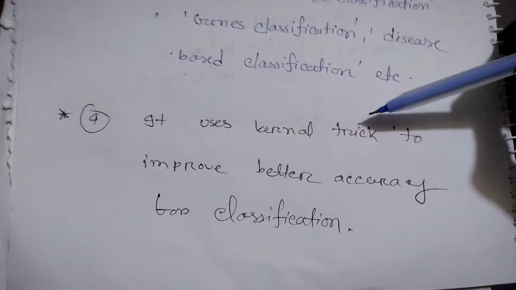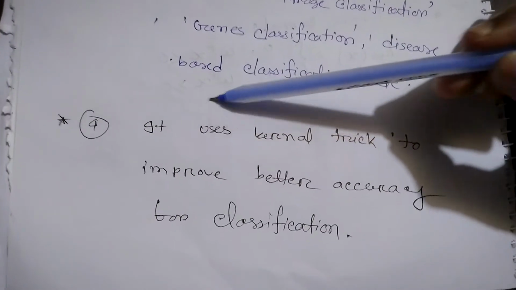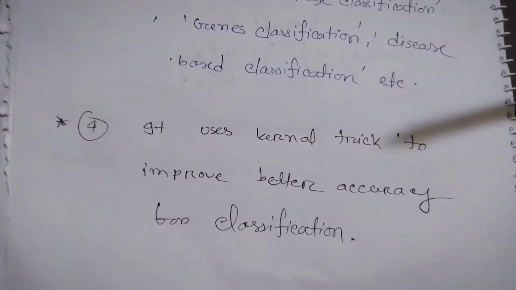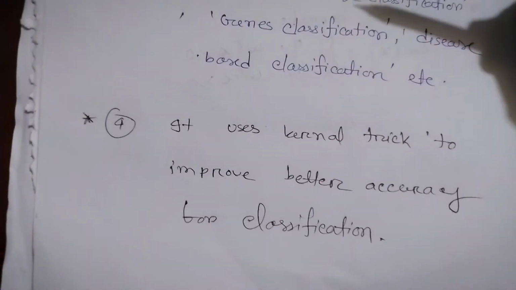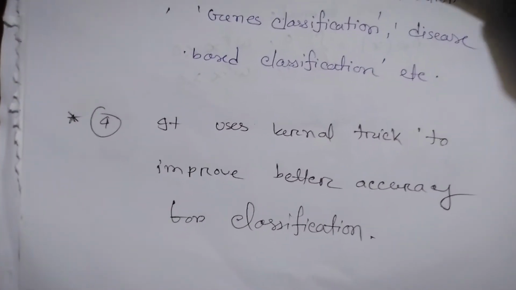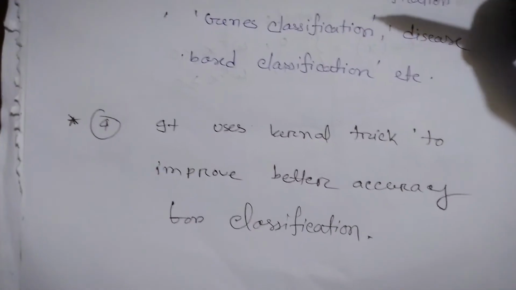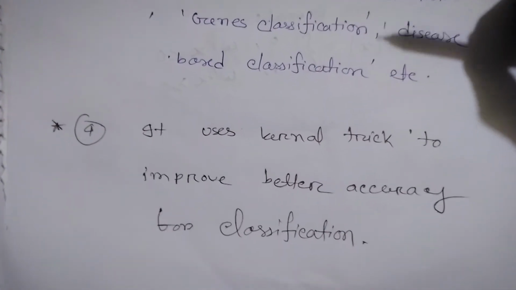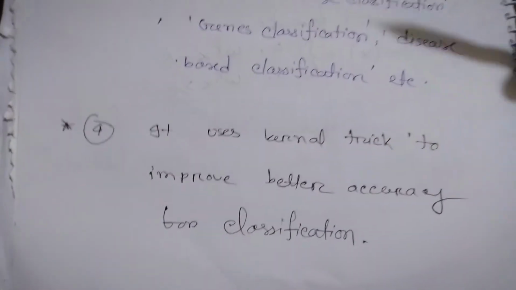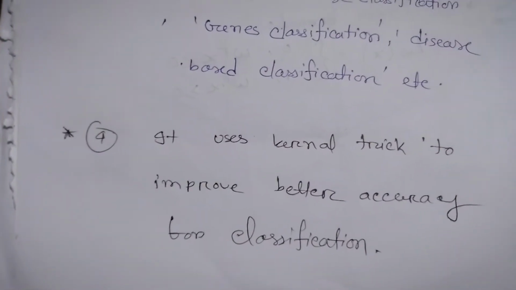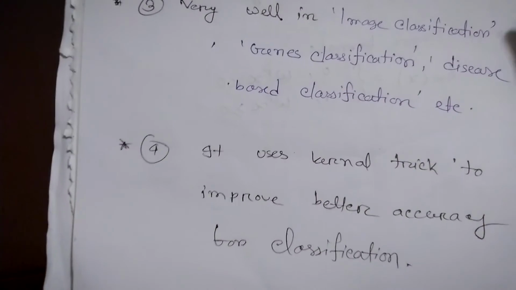It uses the kernel trick to improve performance and accuracy. When your input is only 1D, it converts it to 2D. When your input is 2D, it converts it with the kernel trick to 3D, so that we can classify it more perfectly. So it uses the kernel trick to improve your performance drastically. So in this type of situation, you should use SVM.